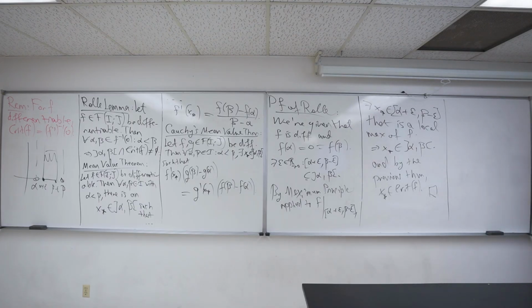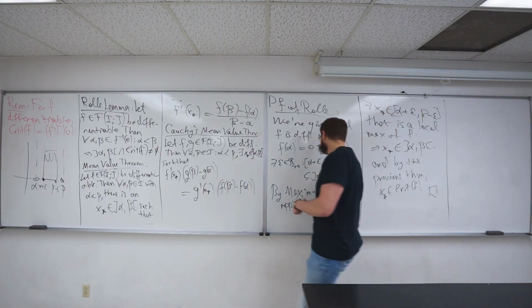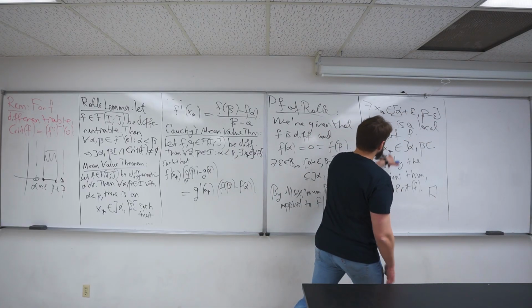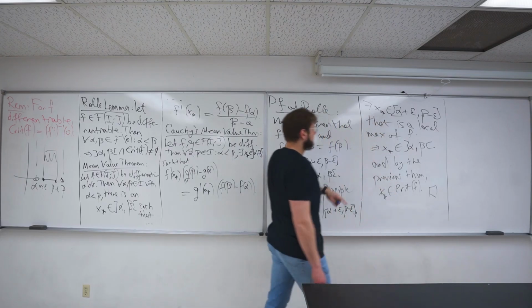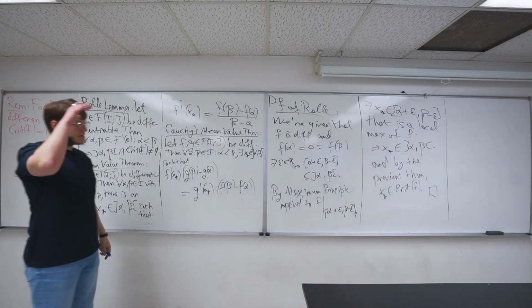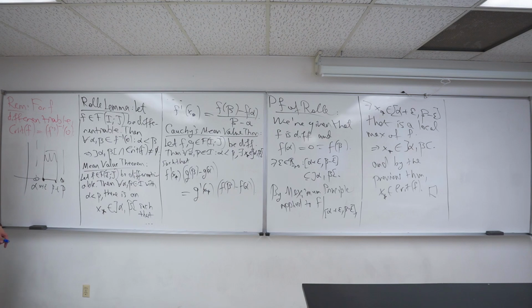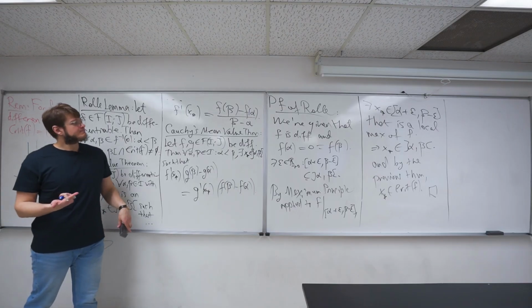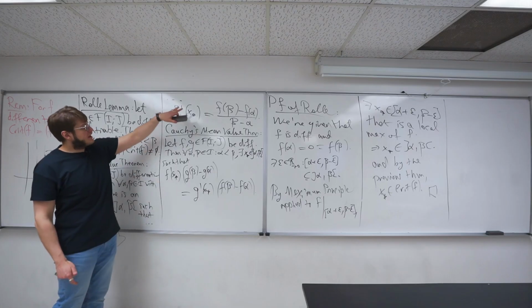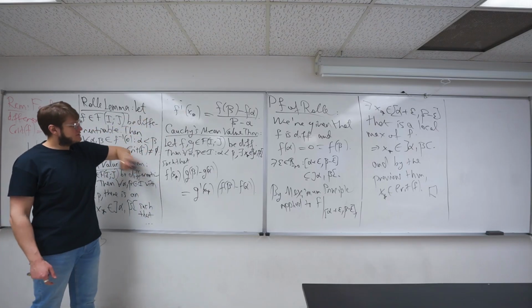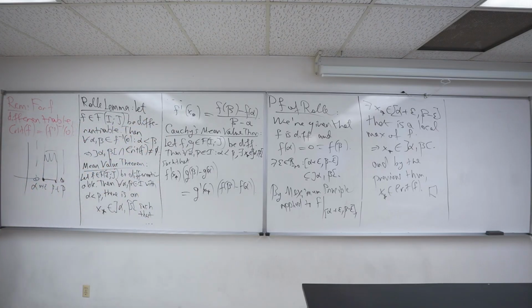Okay, this is how you prove Rolle. You see, it's a consequence of the maximum principle together with this idea that local extrema implies critical. So that's Rolle's lemma. For the mean value theorem and Cauchy's mean value theorem, the name of the game is to engineer a function to which we can apply Rolle to get the point we want.